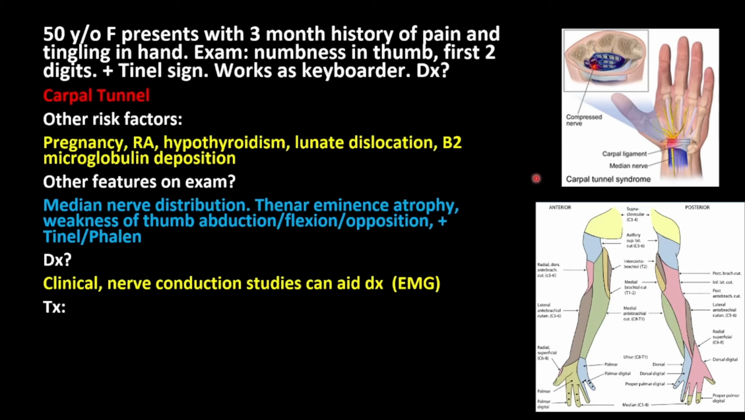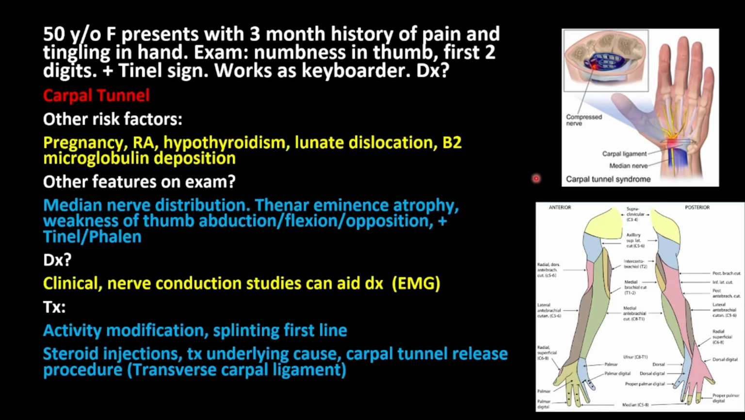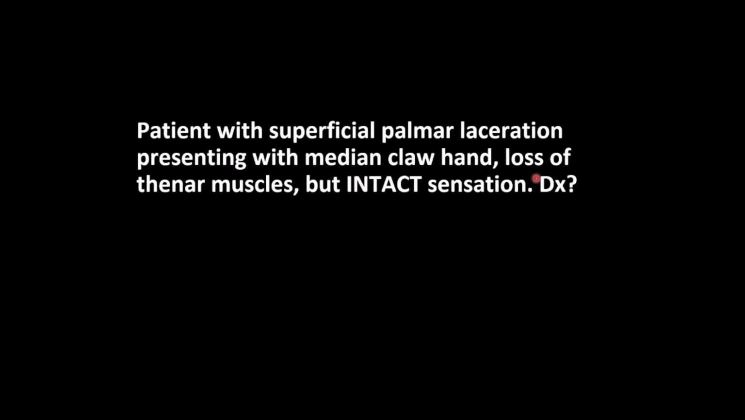So what is typical treatment for carpal tunnel syndrome? Typical treatment involves activity modification and also splinting, but also steroid injections. And then the surgical definitive option is a carpal tunnel release procedure where you are essentially releasing the transverse carpal ligament.